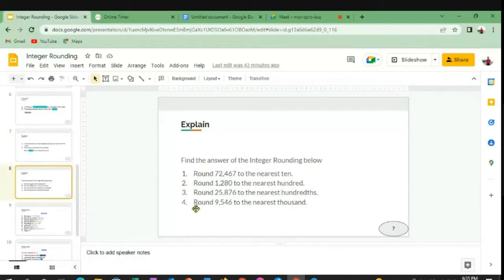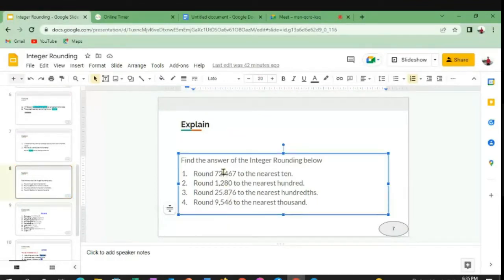So I will give you 15 minutes to round all of these numbers, and you make sure that each number is a decimal number or an integer number. You got it, teacher? This is the whole number.